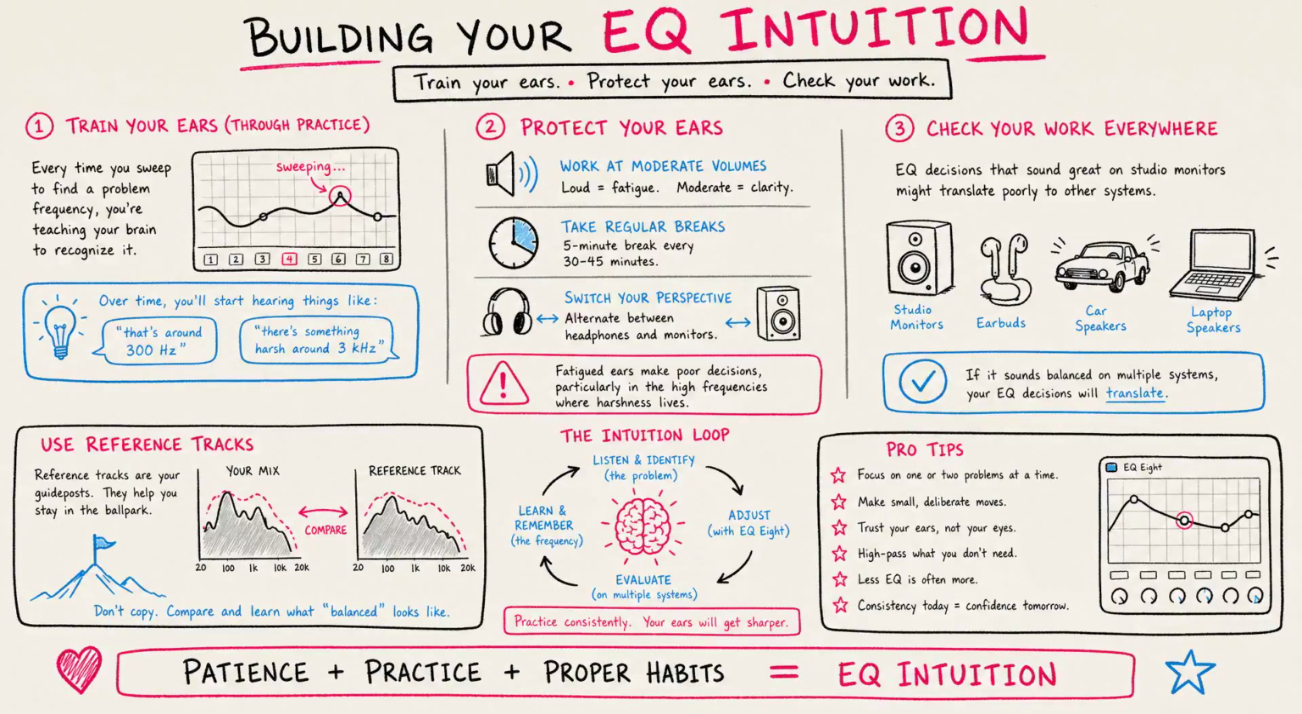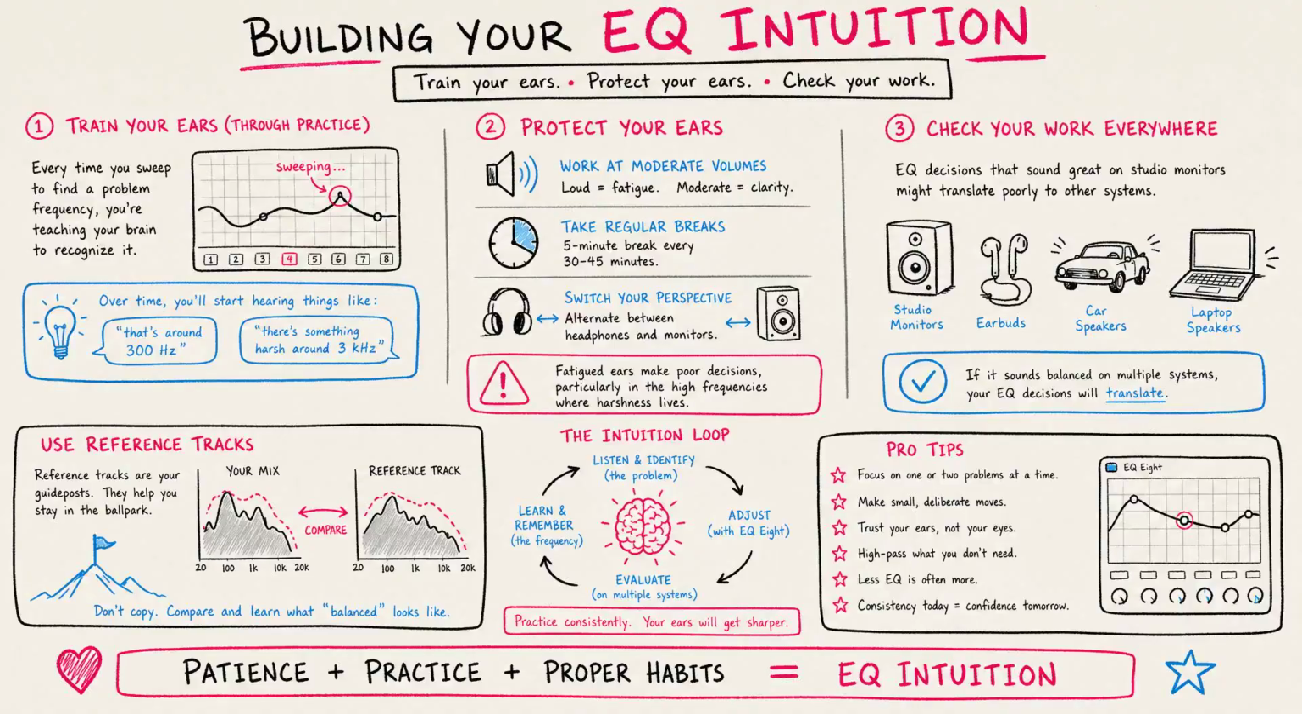Check your work on multiple playback systems. EQ decisions that sound great on studio monitors might translate poorly to earbuds, car speakers, or laptop speakers. Use reference tracks, professionally mixed songs in similar genres, to calibrate your ears and verify your tonal balance.